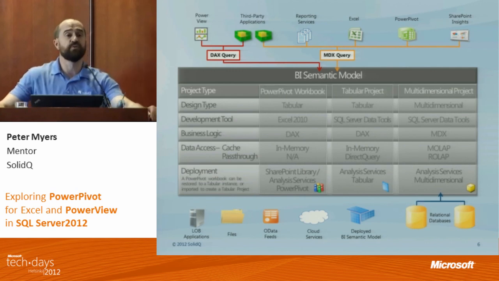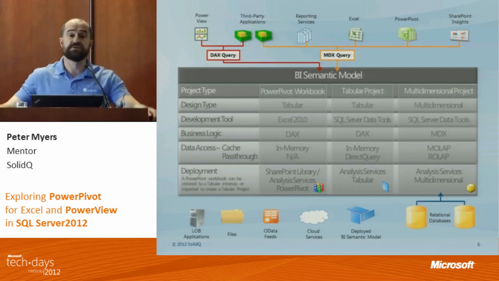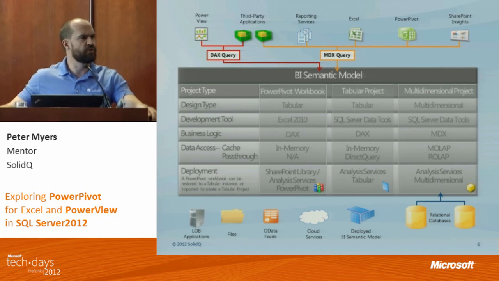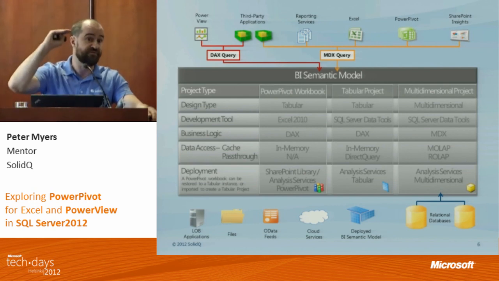So for multidimensional, we have always been restricted to relational stores, whether it's SQL Server, Access, Oracle, Teradata, DB2. That has meant if you have data sitting in an Excel workbook, you have to perform an ETL into relational and then build your data model on top of it.